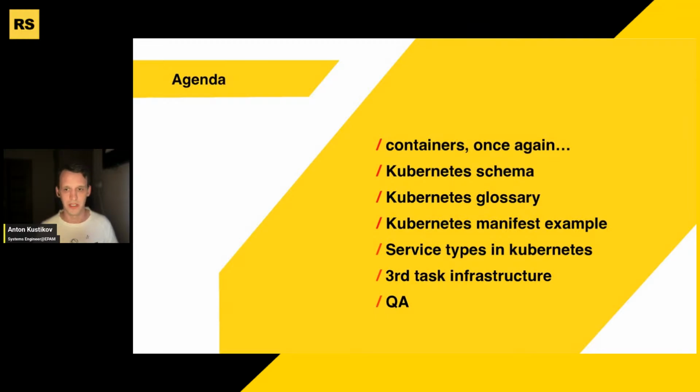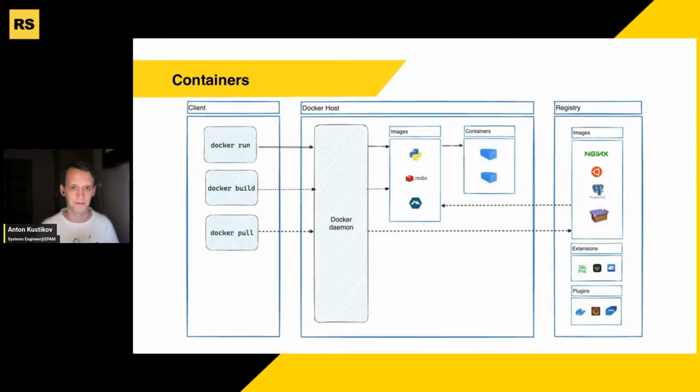Next, we will have a look at a Kubernetes manifest example, how it looks and how easily it can be deployed in our Kubernetes cluster. We'll have a look at the service types in Kubernetes. Speaking a bit ahead, services are an approach with which you can expose your deployments in your Kubernetes cluster to the outside world. And in the end, we will have a look at the first task infrastructure and talk about the task itself. What are the submission criteria, how to check them, and what should be done in this one. Okay, first of all, containers.